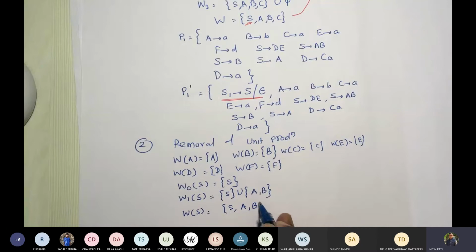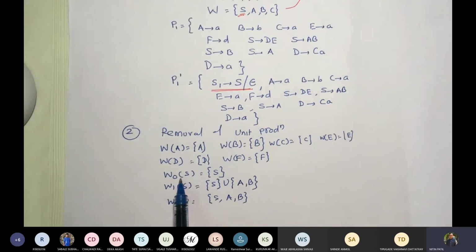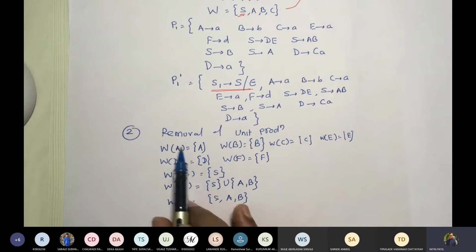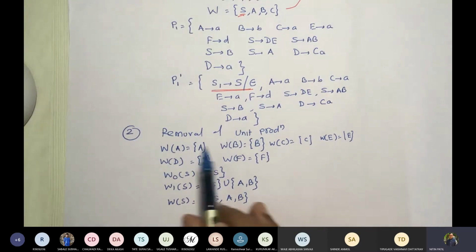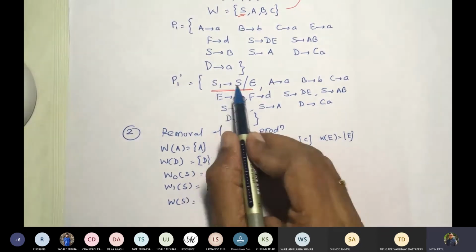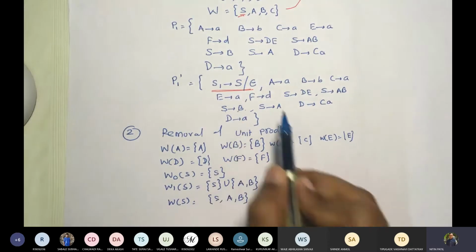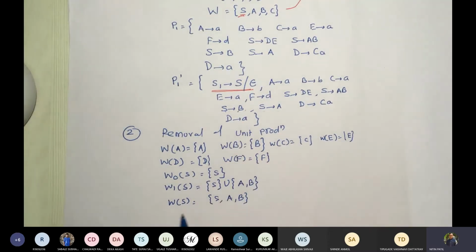Any problem with this? You can ask if any. How we worked this out: we said W0 of S would be S because these others do not contain any unit production. That's why we haven't constructed W0 for them. We know that there is no unit production involved. For S, we know that there are only 3 productions of unit kind. So W1 of S is S union A, B. And then W of S would be what? S, A, B, and done. Because A and B are part of here, like S gives B and S gives A. That's why we wrote this. Fine. So this is done.